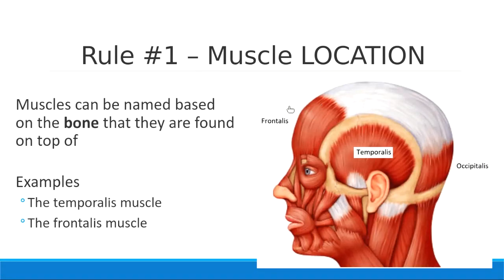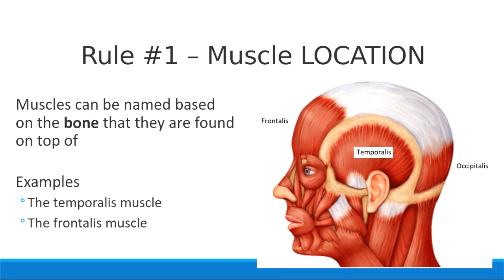We've got the frontalis muscle on top of the frontal bone, the temporalis muscle on top of the temporal bone, the occipitalis muscle on top of the occipital bone. The hint that I gave you in class way back in the day was if a muscle is named based on the bone it's on top of, you will see the name of the bone in the muscle's name. So we've got 3 muscles here that have what looks like a bone name inside of them. That means that they're named based on their location.